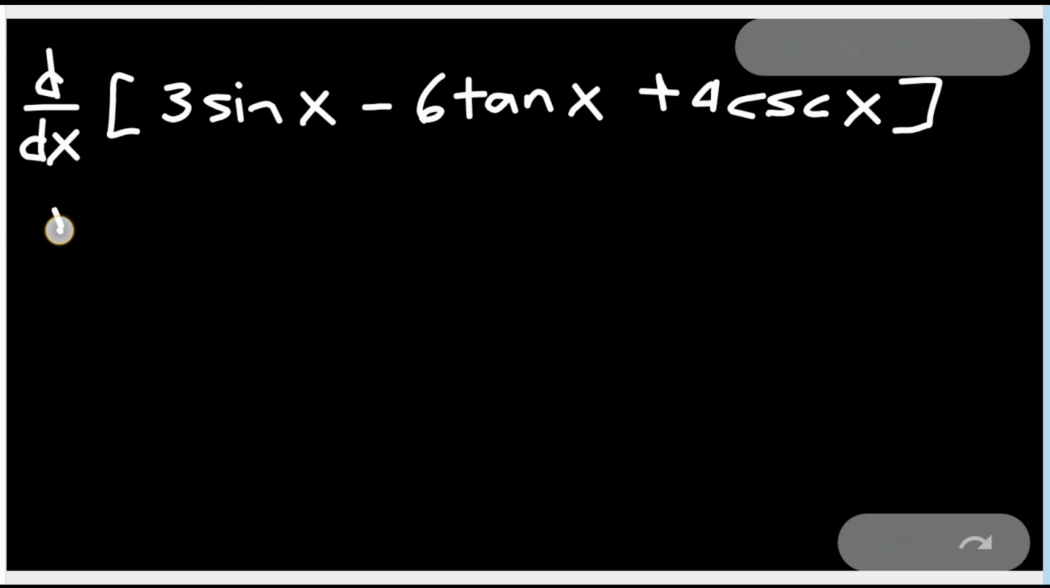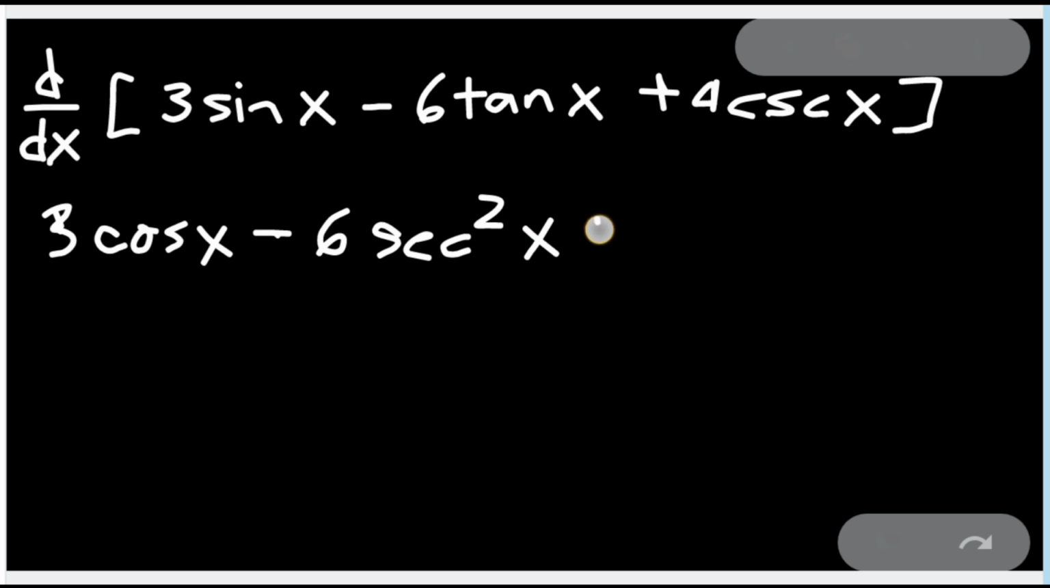Let's copy 3. Then, the derivative of sine x is cosine x. Minus, let's copy 6, and the derivative of tangent x is secant squared x. Plus copy 4. Then the derivative of cosecant x is negative cosecant x cotangent x.